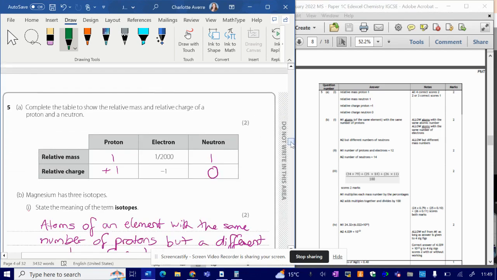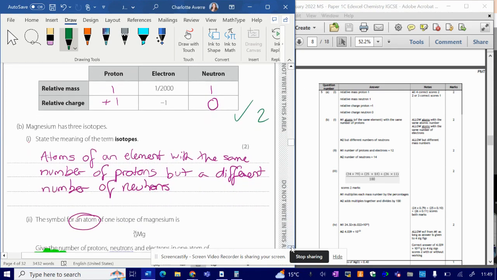We've got our box. 1, 1 plus 1, 0, no problems. Look, this is something I highlighted in the video. The first word is critical. Okay, atoms of an element with the same number of protons but a different number of neutrons. All good.